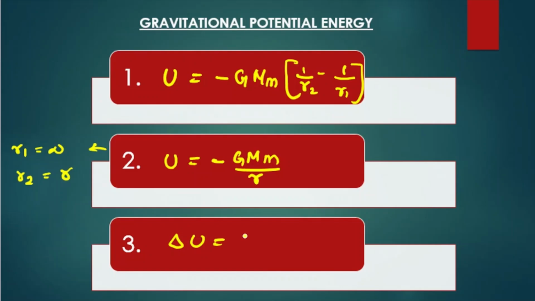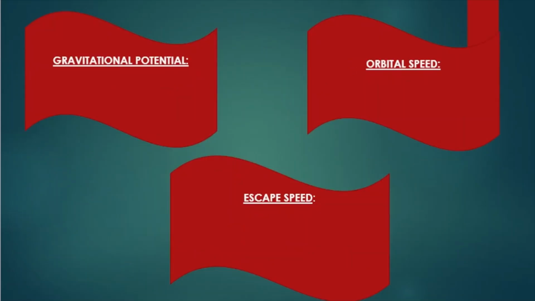Next, your del U. Before that, let us see the formula: mgh by 1 plus h by R. Here the condition is that h is very small compared to R. So then your del U is equal to mgh by 1 plus h by R. Clear? Hope you got the formula.